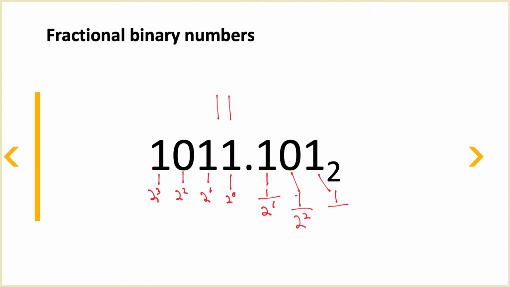So when we add all that up, we end up with 1/2 for that first one. We don't have any weight in the 1 over 2 squared place. And the 1 over 2 cubed place has a 1. So we've got 4/8 plus 1/8. This entire thing, when we convert it to decimal, is going to be 11 5/8. So let's take a look graphically at how that all works on the next slide.